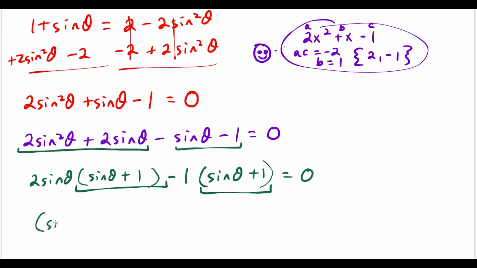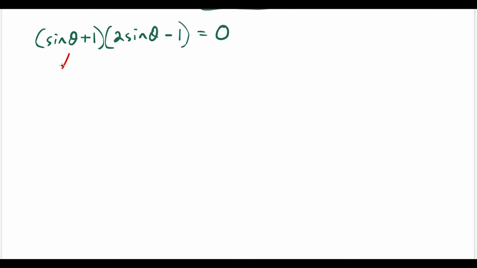So we have sine theta plus 1. And now in the other set of parentheses, we'll have 2 sine theta minus 1. And this is all equal to 0. So now we'll set each factor equal to 0. We're going to set sine theta plus 1 equal to 0. And we're going to set the second factor, 2 sine theta minus 1, equal to 0.